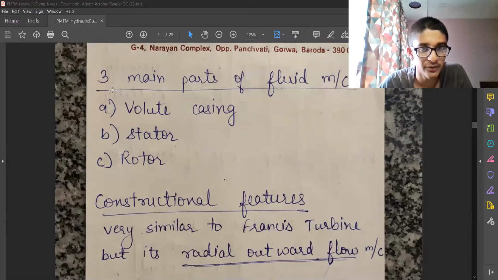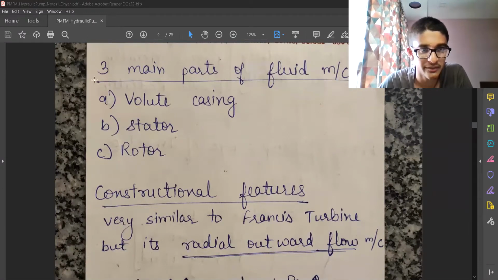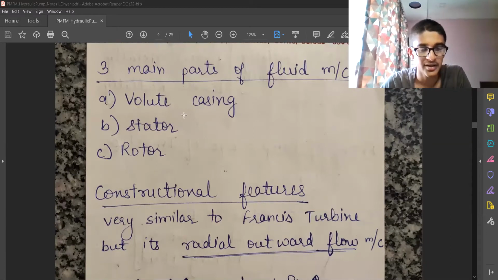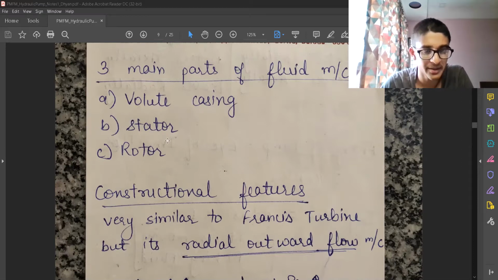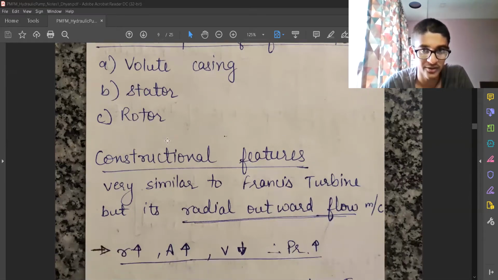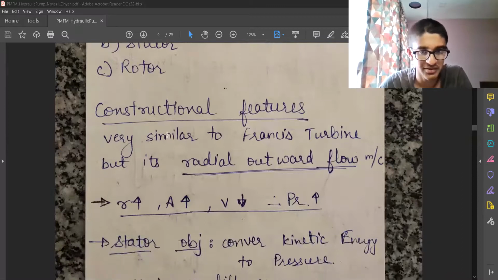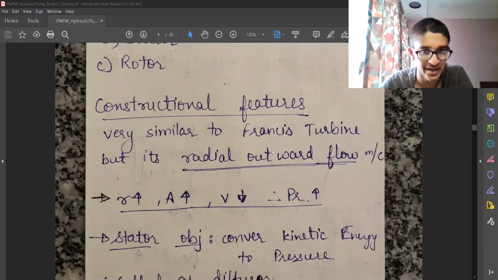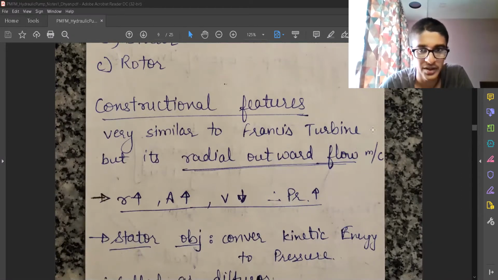So in general, for any fluid machine, we have three main parts. The first is the volute casing, that is the stationary casing for the machine. Second is the stator, which is the stationary blades or stationary part. Rotor is the rotating part of the fluid machine. So these were the constructional features which are very much similar to Francis turbine.